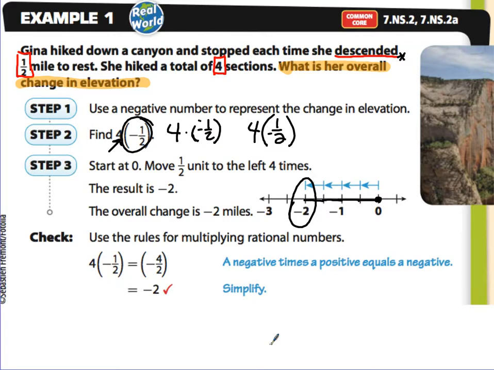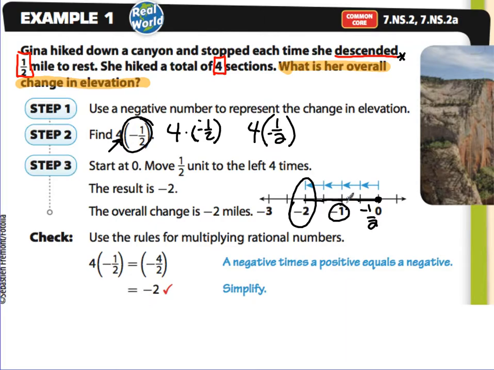I know it seems weird that 4 times negative half gives us a negative 2, but look at what's happening. You're taking those negative half a section, so negative half, and then another negative half gets you to negative 1, and then 2 more negative halves are going to get you to that negative 2. Okay, so in this case, 4 times that negative half should give us a negative 2 miles.